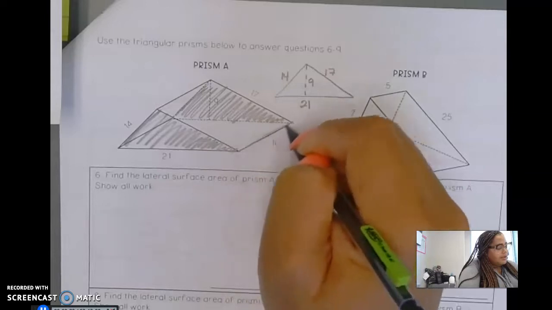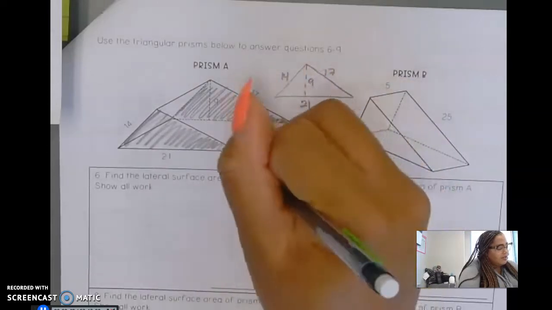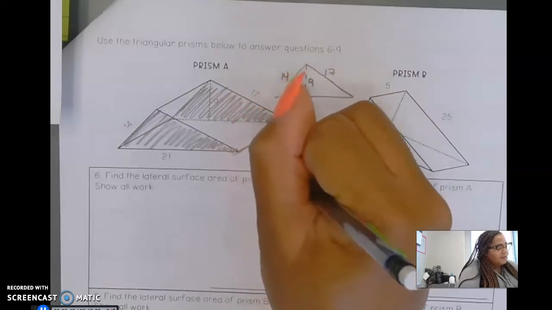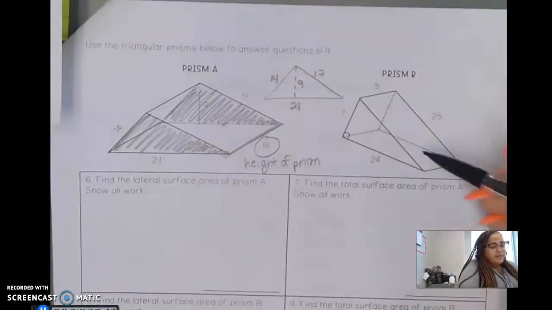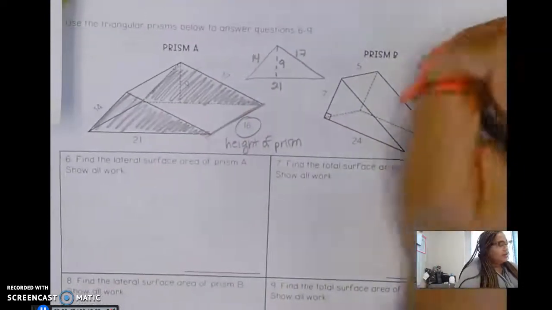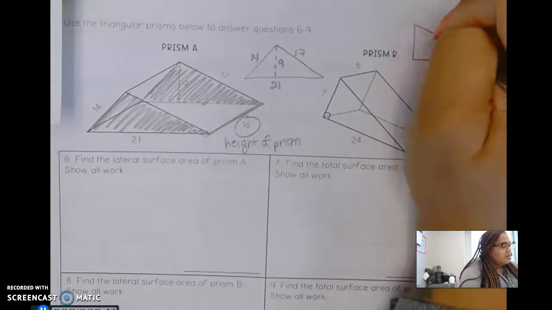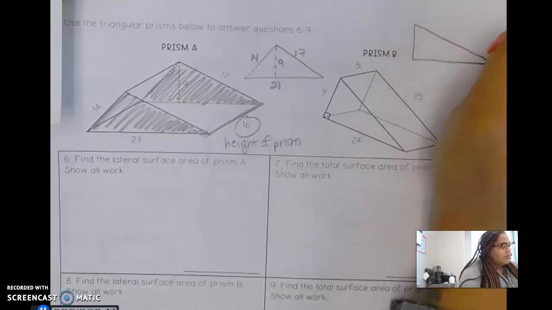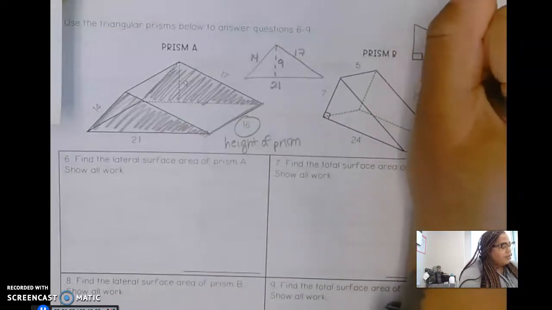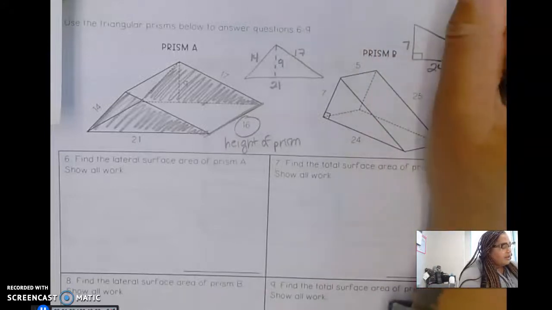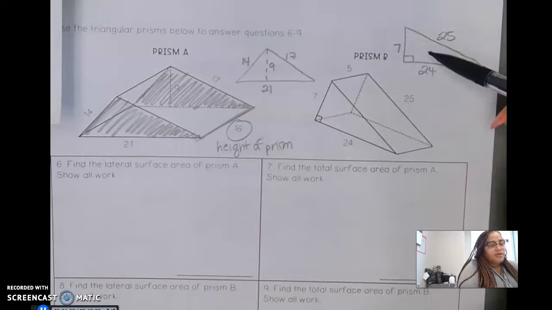And shade in the other one. So you can see what line connects the shaded portions, and this is the height of your prism. Height of prism. And then do the same thing for this one over here. We'll make this right triangle. Right angle 24, 7, and 25. These are the 3 numbers that you need in your triangle.